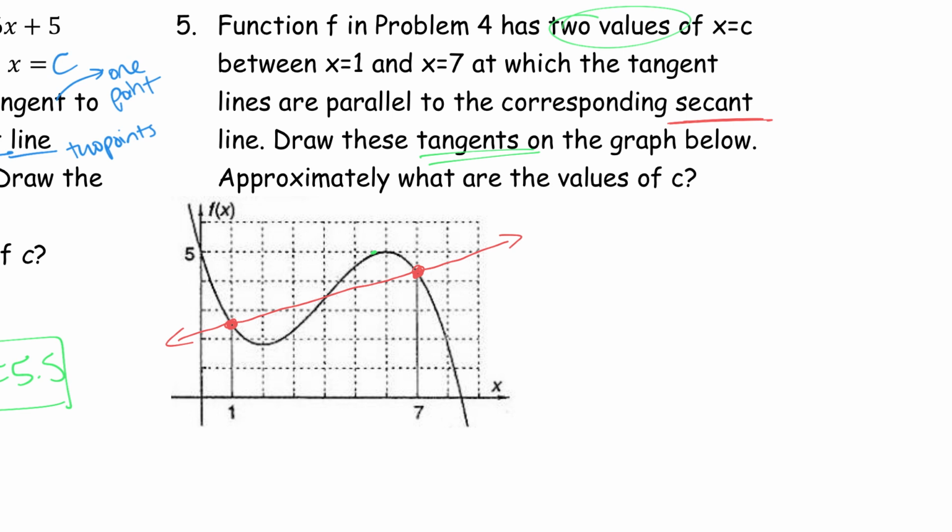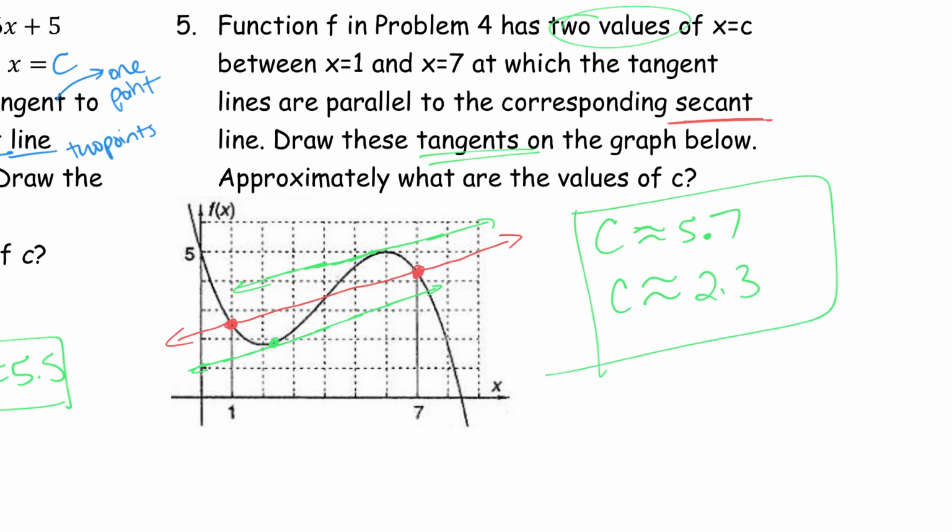So again, I feel like it's kind of up here-ish. There's going to be 1, and then, I don't know, somewhere down here maybe. That seems pretty good. So I think c is going to be maybe like 5.7, I don't know. And then the other one down here, like 2.3-ish. Those are going to be my 2 values.